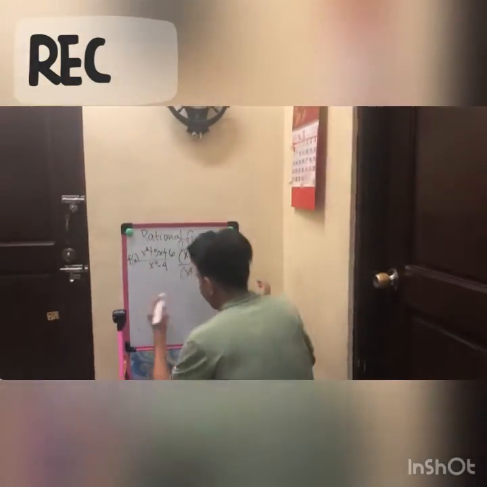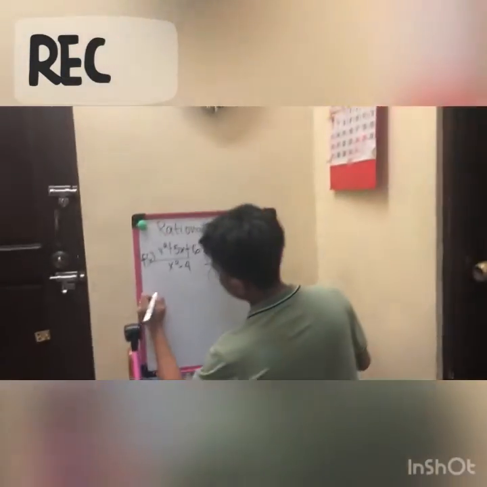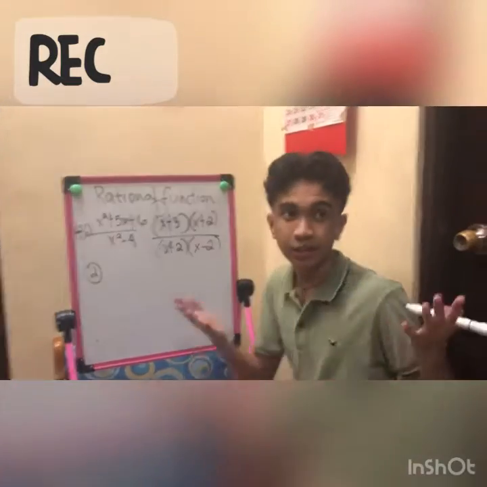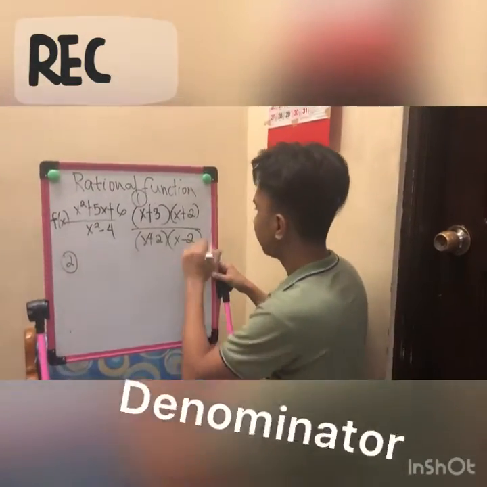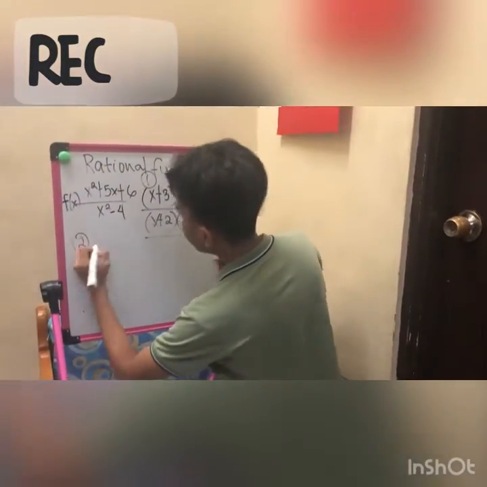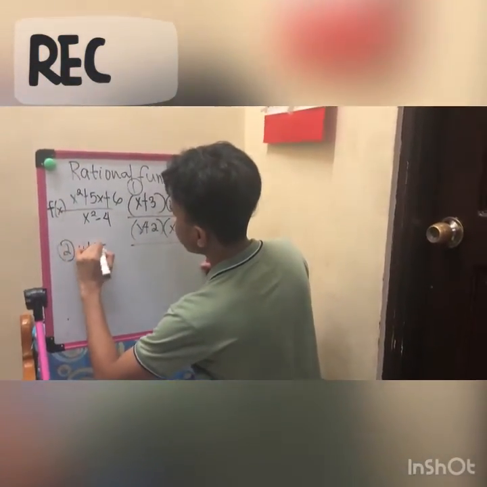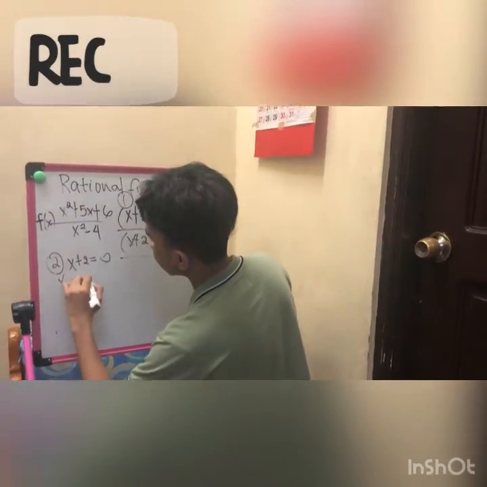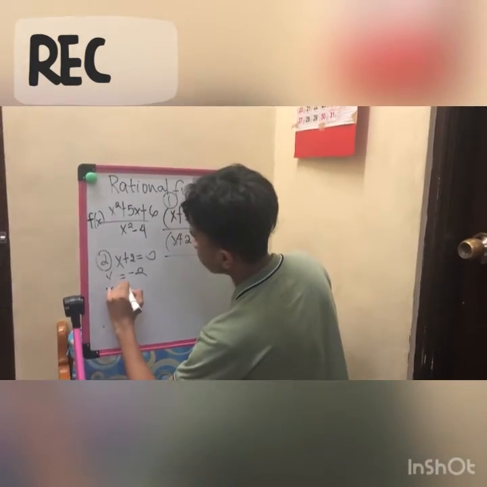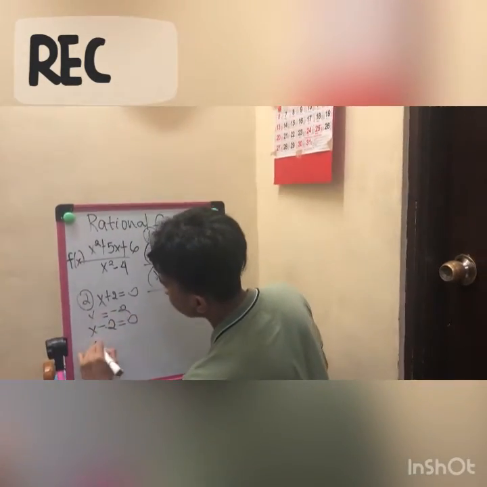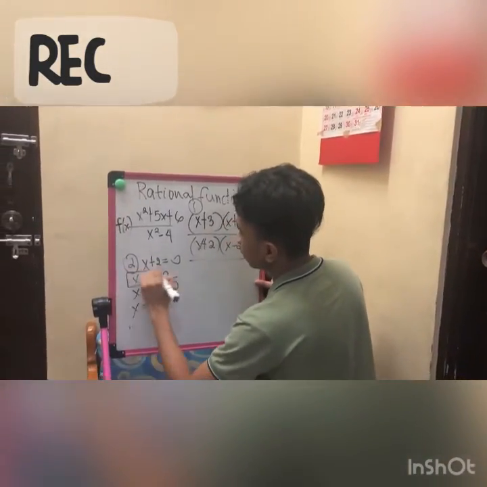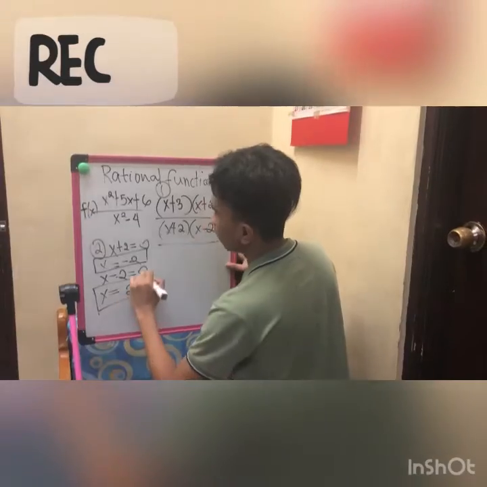Now, to give you an idea here, this is how to do the second step. So finding the restriction, look at the denominator. Here, the denominator only for the restriction. So equate them to 0. x plus 2 is equal to 0, it will become x is equal to negative 2. So x minus 2 is equal to 0, it will become x equals positive 2. Now that's the restriction, negative 2 and positive 2.